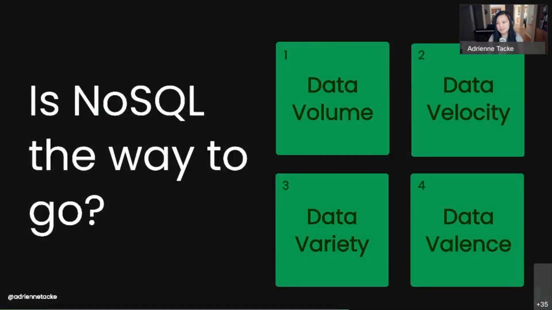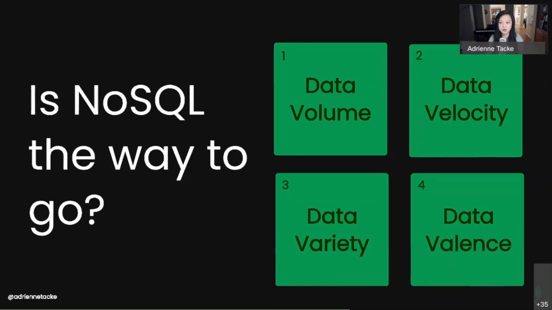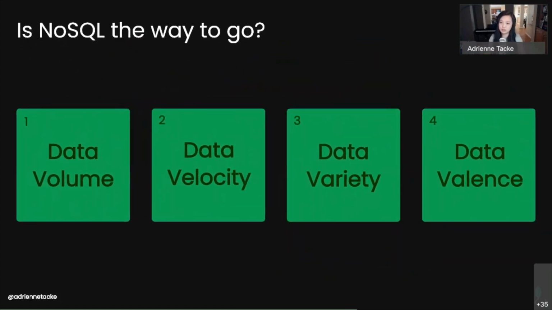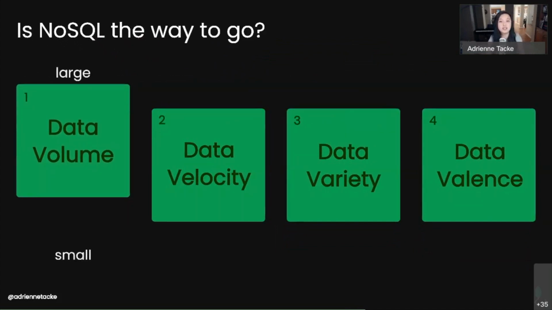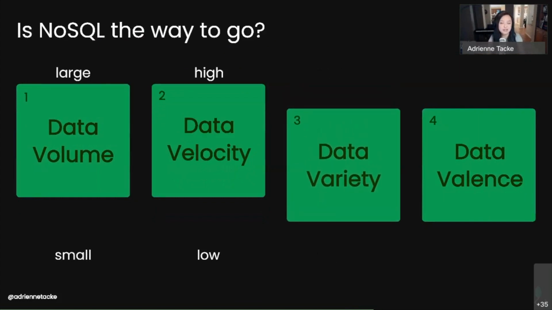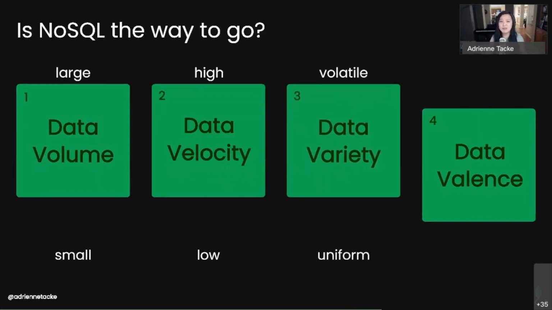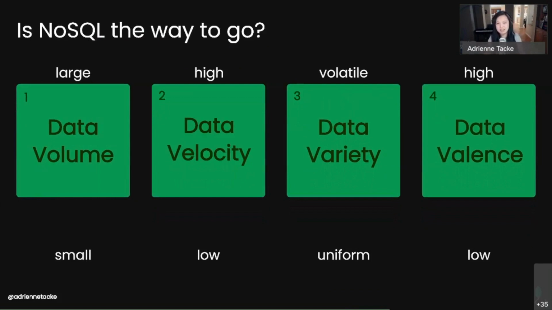And how do you do that? Well, there are more things that you have to consider. But for this first step, what you really need to take a look at is your data, specifically 4 characteristics of your data and how they describe your data. So when you're determining whether or not NoSQL is the way to go, you want to look at your data volume, your data velocity, your data variety, and your data valence. And as a general rule, very quick TLDR, if you have large data volume, high data velocity, high volatility, varied types of data, and a high data valence, then generally NoSQL is probably the way to go for you.